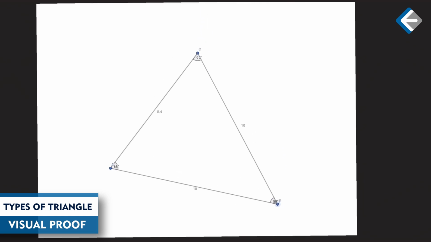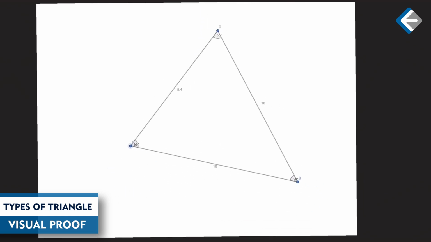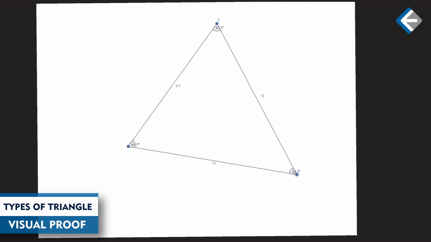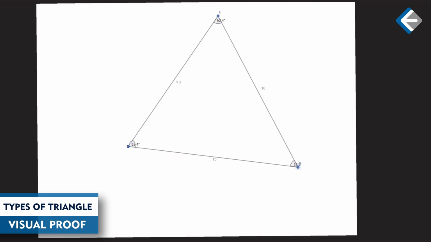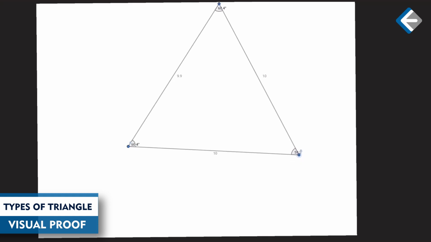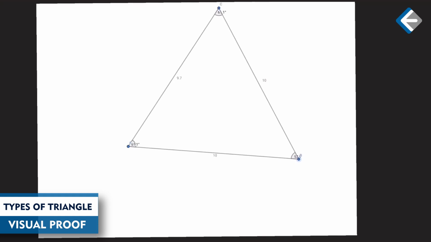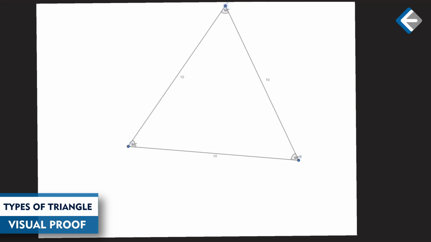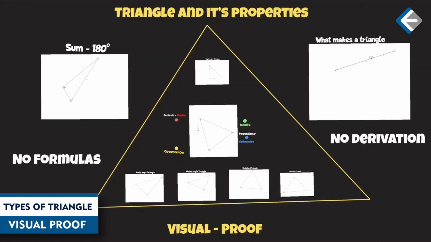If I try and play with this, if the angles change, so will the sides. So if I keep on changing the angle, it no longer remains an equilateral triangle, and my sides keep on changing. But when I make it 60, 60, 60, automatically the sides become 10, 10, 10, which is proving that if the three angles are equal to 60, then the three sides will be equal. And that is the property of an equilateral triangle that we already know.